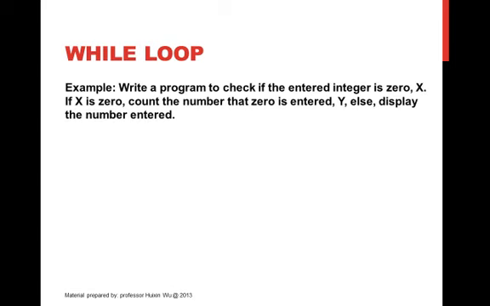For example, we are writing a program to check if an input integer, x, is equal to 0. If x is equal to 0, then count the number of times that 0 is entered in variable y, otherwise, display y. For this program, variable y is used as a counter. That is the reason the initial value for y is 0. The next line is the while statement. In this line, we want to check if x is equal to 0.